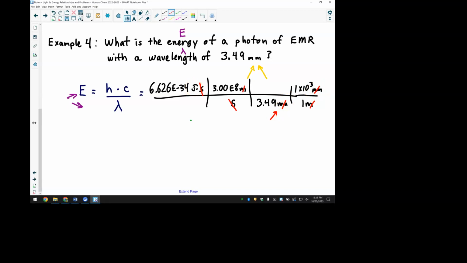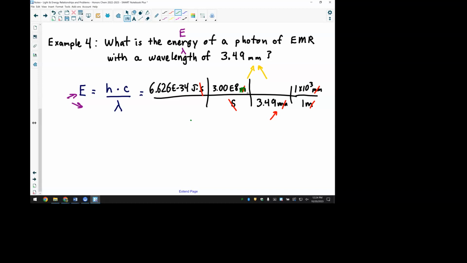Now, if you don't like doing it that way, you can convert the wavelength to meters first. But the reason you always have to convert the wavelength to meters when you're plugging it into one of these equations is the speed of light always comes in meters per second. Got it? And whenever the speed of light is in the same equation as wavelength, like it is in the first equation and the last equation, right? Lambda times nu is c, or E equals h times c over lambda. If the wavelength is not in meters, you have to convert it to meters because, I'll say it again, the speed of light is always in meters per second.